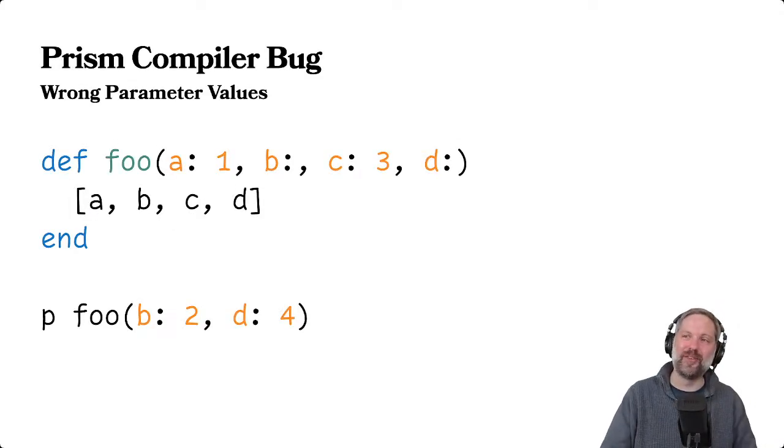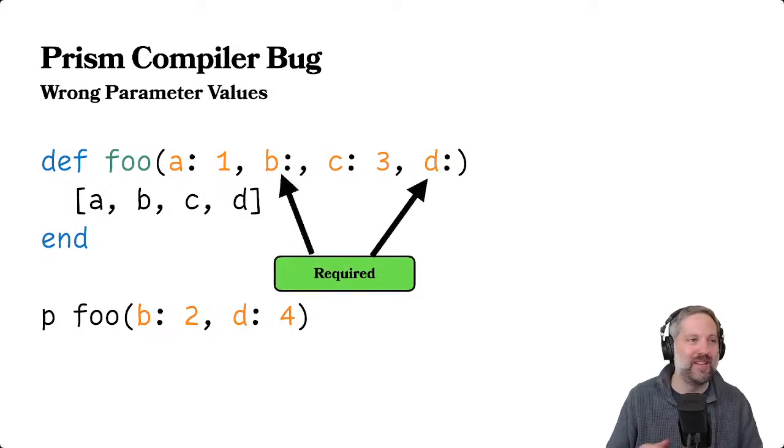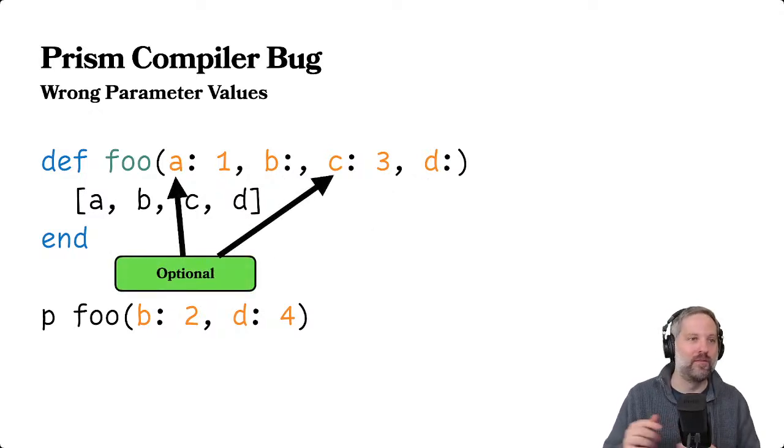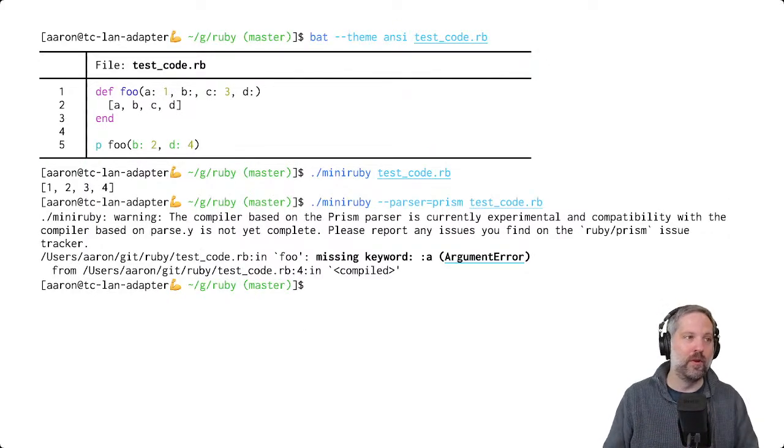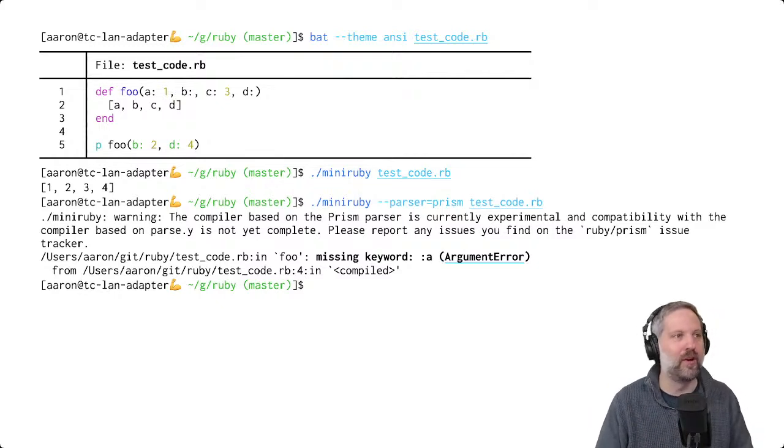So this is the code we're going to be looking at today. We've got a method that takes keyword parameters, and some of them are required. You'll notice B and D are required, and then A and C are not required. Those have default values, and we're just going to call the method only with the required parameters. If we run this code with normal Ruby, it works, and you see the value is an array 1, 2, 3, 4. Hopefully that font is big enough. If not, don't worry, we're going to run it in a terminal with a big font.